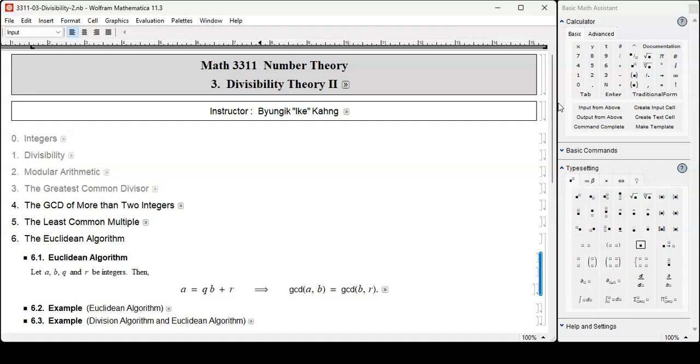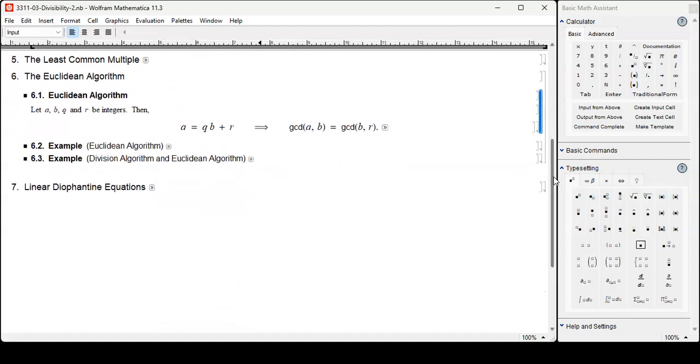The Euclidean algorithm is an algorithmic method to find the GCD. Given a pair of integers a and b, we can conduct the division a divided by b to get this expression here. Q is the quotient, and R is the remainder. Then the GCD of the original pair, a and b, is the same as the GCD of b and R.